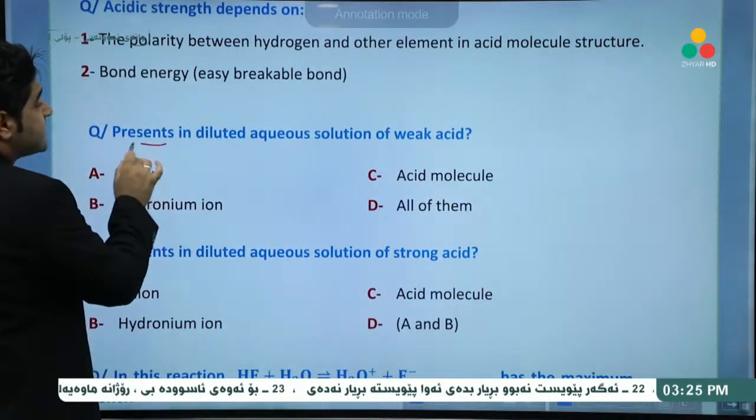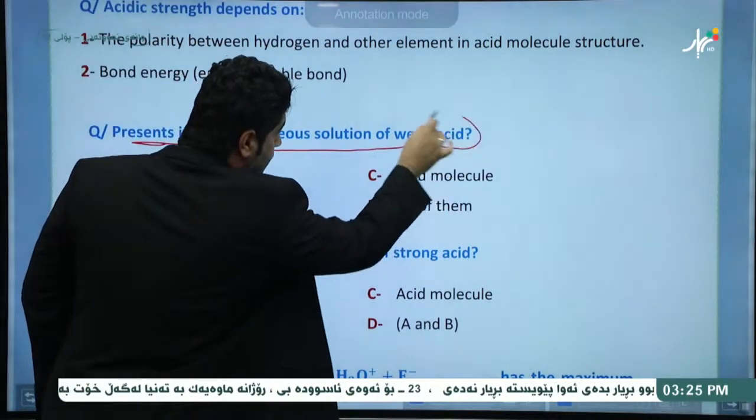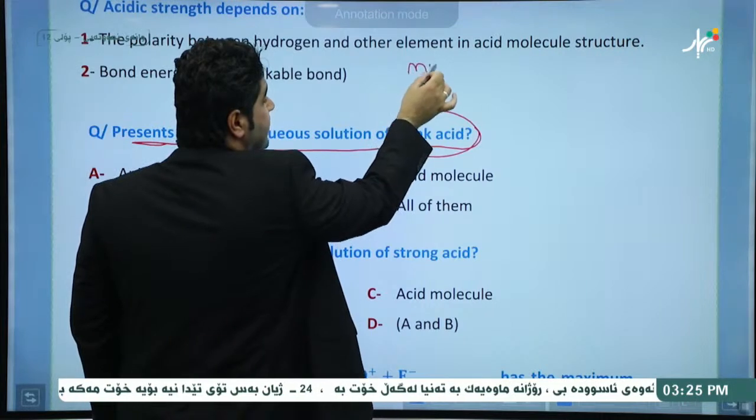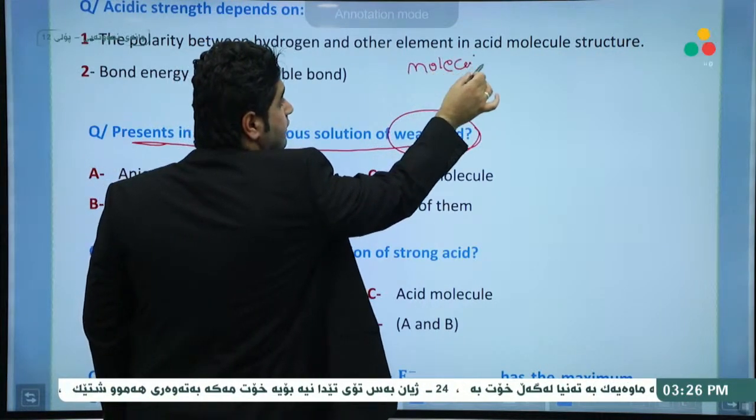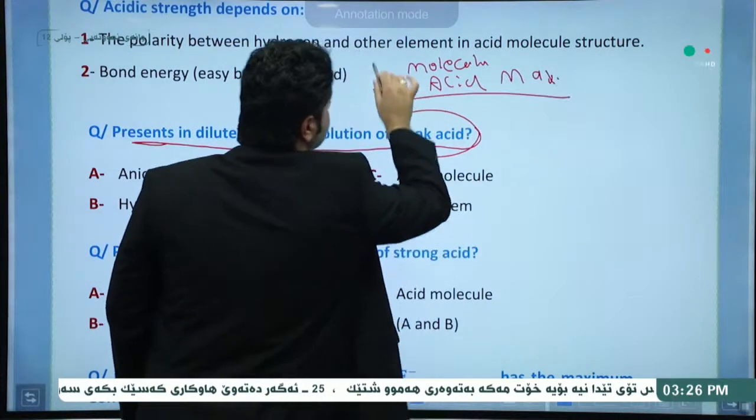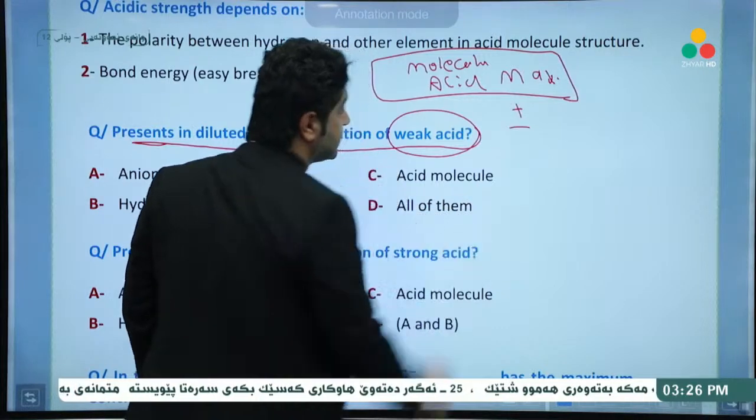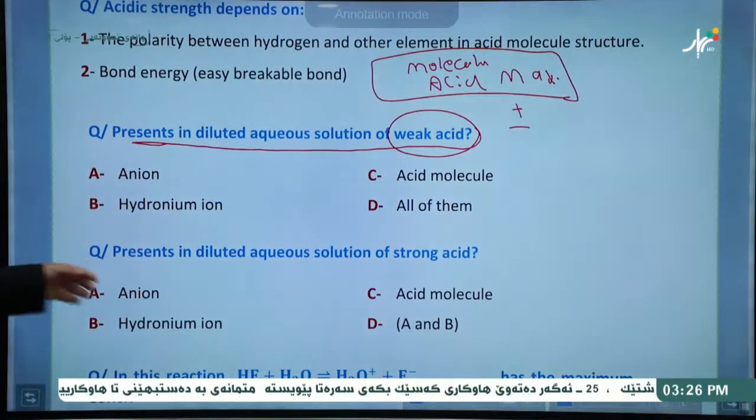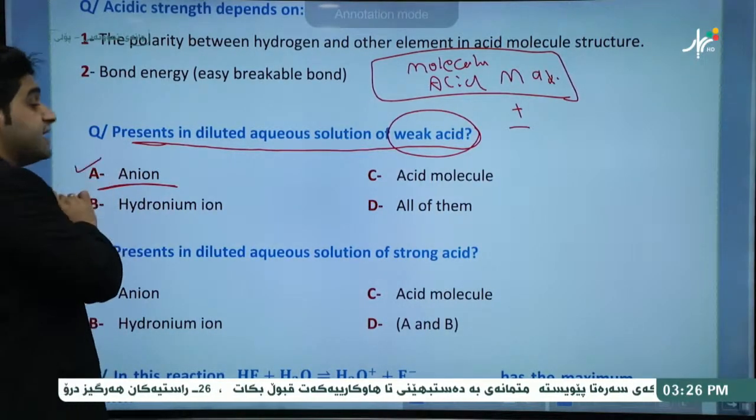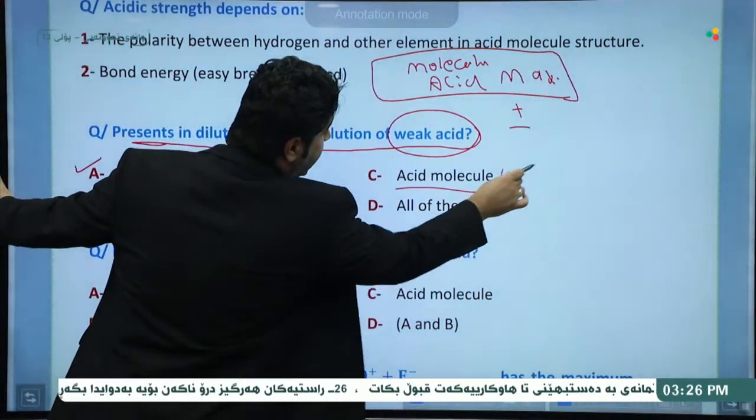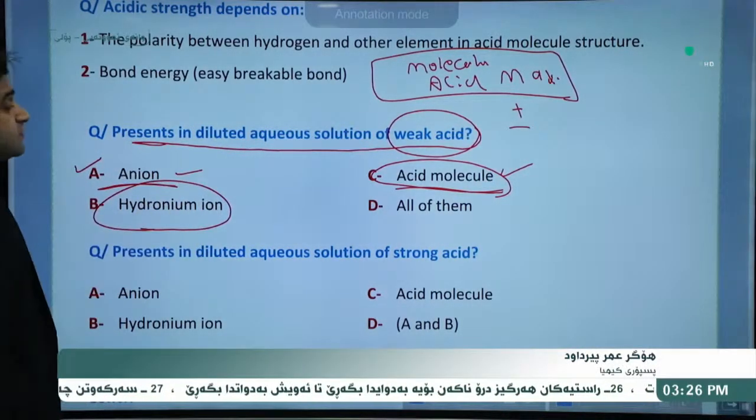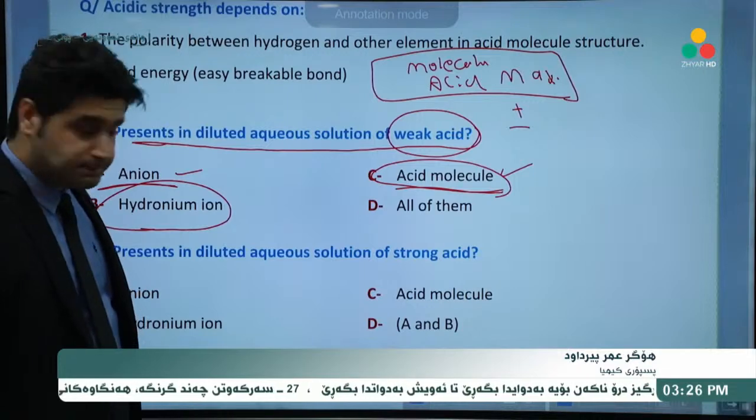Okay. Which is present in a dilute aqueous solution of a weak acid? For a weak acid, we have molecules of the acid by a maximum number. Of course, we get positive and negative ions, but in small numbers. So we have the ions in the aqueous solution of a weak electrolyte or weak acid. Yes, that's right. Acid molecule, yes, by maximum concentration. Hydronium ion, yes, we have that one. So the right answer is all of them.